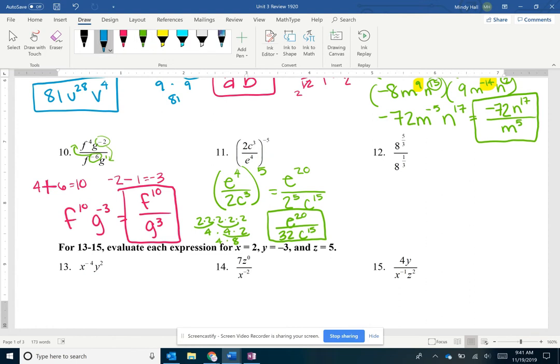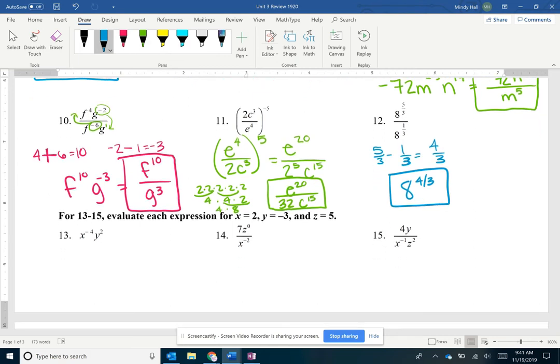So then last but not least, with this section at least, we have division again. Since it's division, we're going to subtract. So we have 5/3 minus 1/3, which is 4/3. And so you would just write 8 to the 4/3 power. Right, just like that.